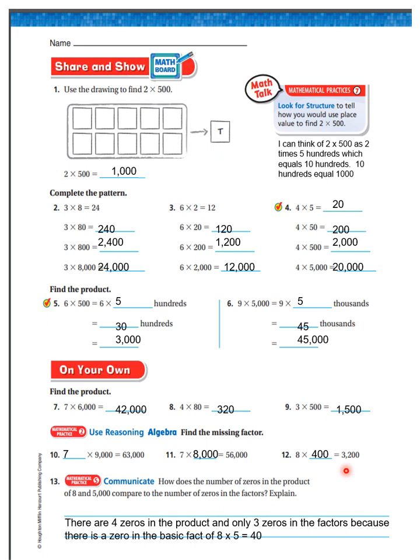All right, 13. How does the number of zeros in the product of 8 times 5,000 compare to the number of zeros in the factors? Explain. Well, there are 4 zeros in the product. 8 times 5,000 is 40,000. There's 4 zeros in that product, but there's only 3 zeros in the factor of 5,000. Well, the extra 0 is because the basic fact is 8 times 5, which equals 40.